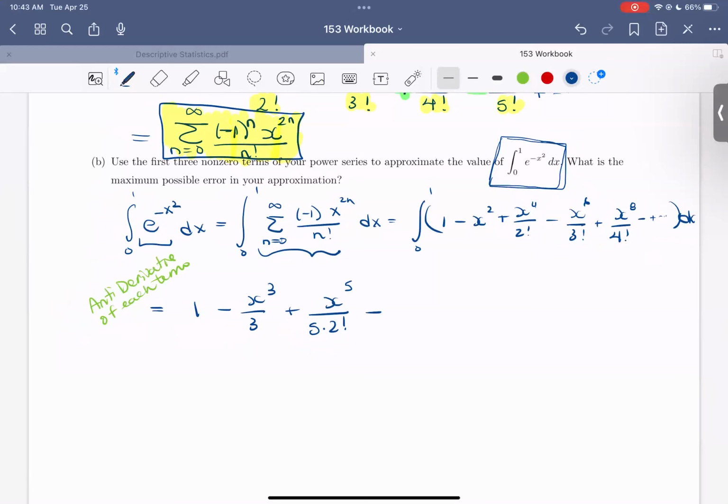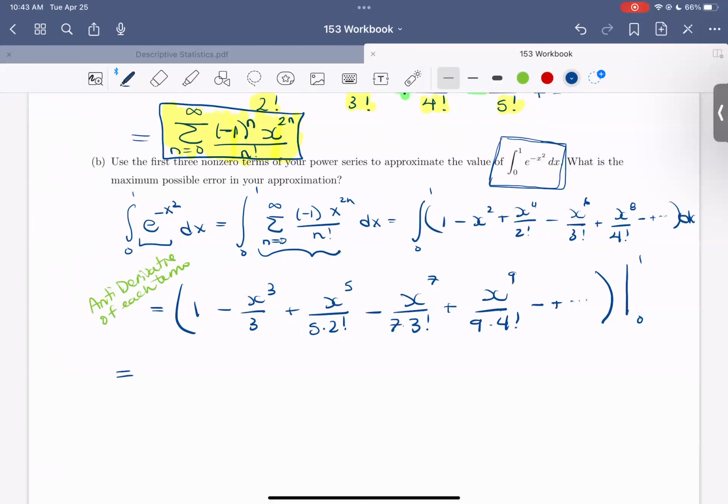So then I'm going to subtract. So that'll be a negative x to the 7 over 7 times 3 factorial, plus x to the 9 over 9 times 4 factorial. And then we'll just, etc. Okay, so here are the antiderivatives. We're going to evaluate at 1 and then 0.